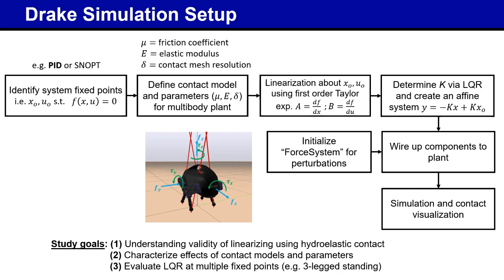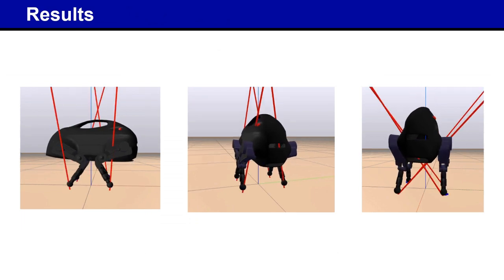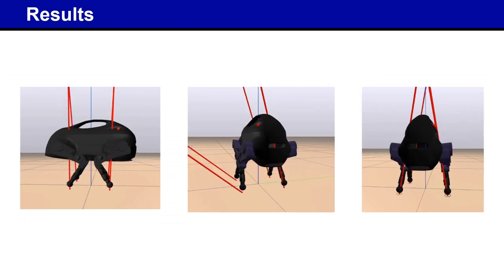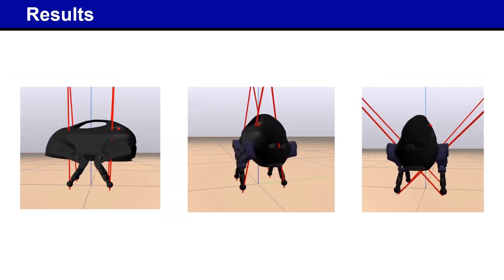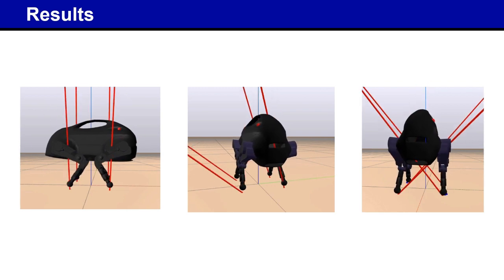We also characterized our model for a range of contact parameters and evaluated LQR at multiple fixed points in this system, including three-legged standing. Now I'll hand it over to Sam to discuss our results. The outcome of this setup is a system that can stabilize about a fixed point through contact forces, to which we can apply perturbations and see its dynamic response.